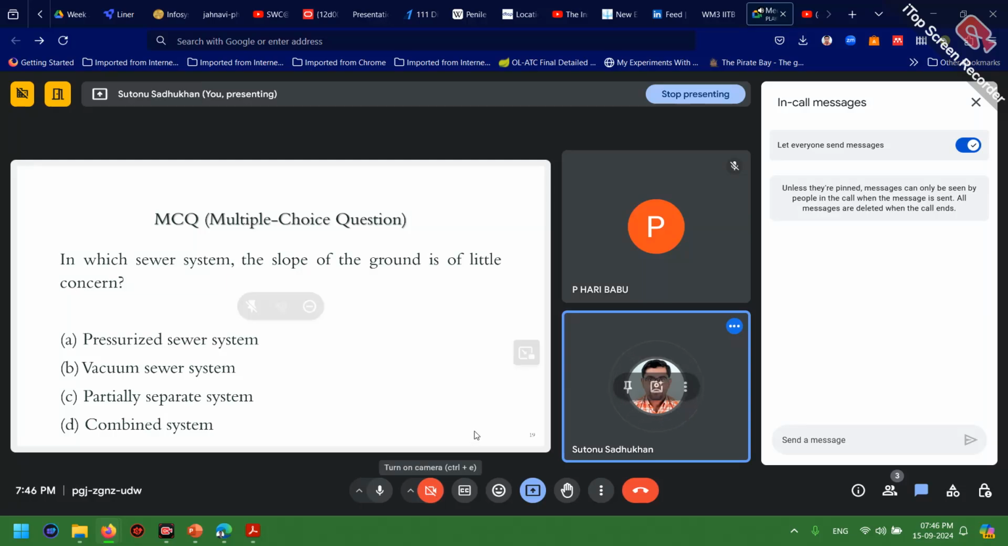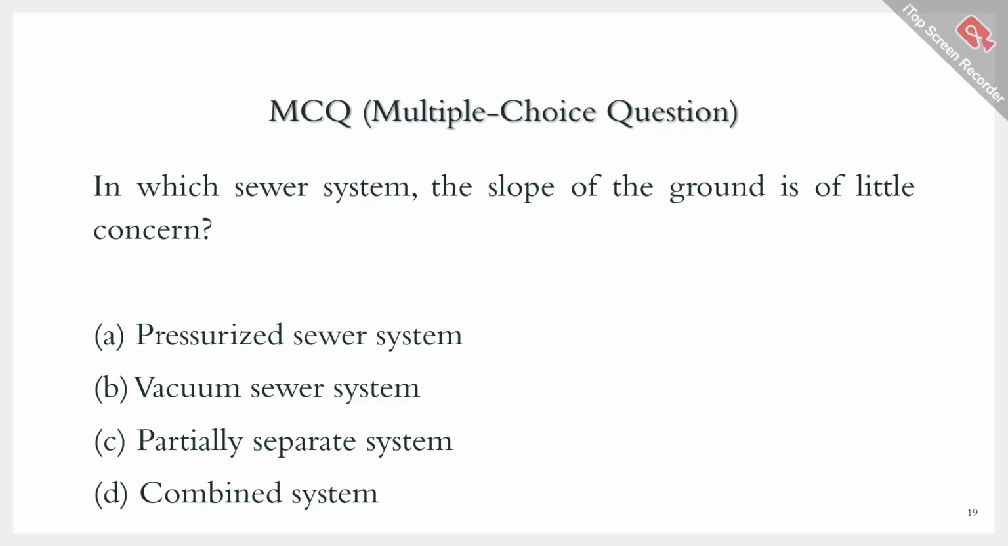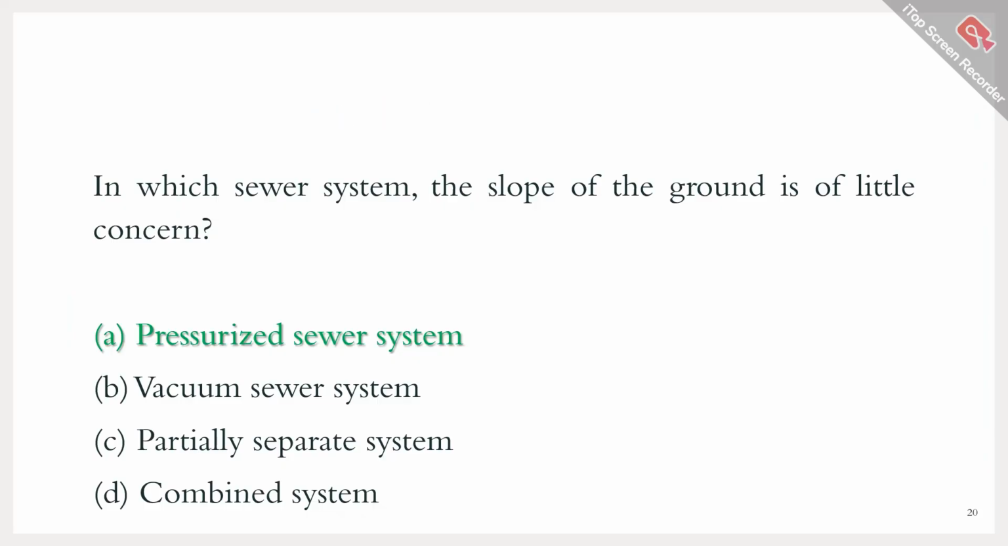Okay, so we'll move on toward the solution. Pressurized sewer system is the correct answer, where the slope of the ground is not a constraint. All of the other sewer systems, like vacuum sewer system, partially separate system, combined system, in all of the three cases, the slope of the ground is taken into consideration.